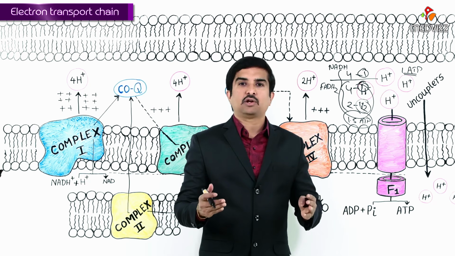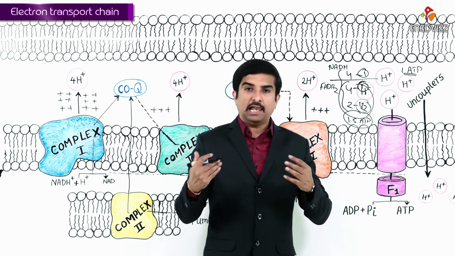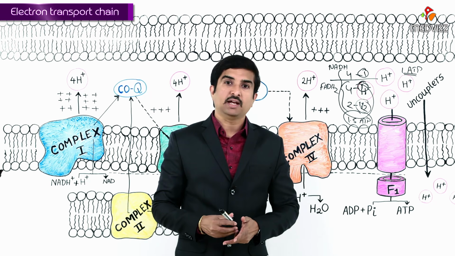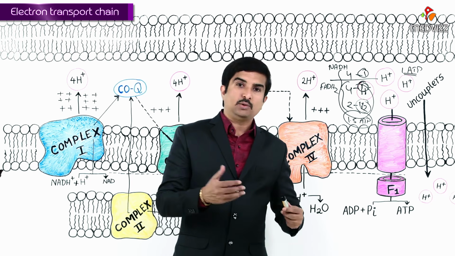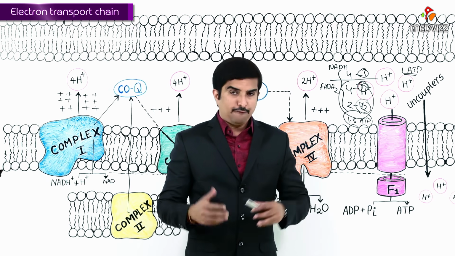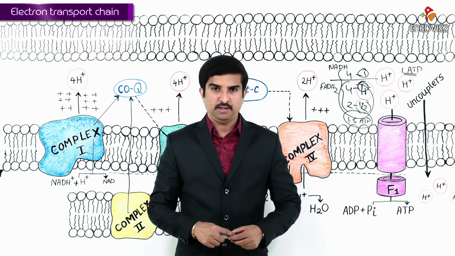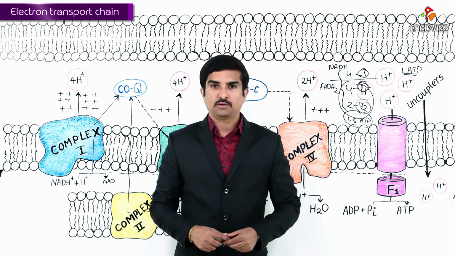This is how the electrons travel along the inner mitochondrial membrane according to their reducing equivalence, according to the redox potential, finally to reach complex 5 for the synthesis of ATP, and this is the electron transport chain.